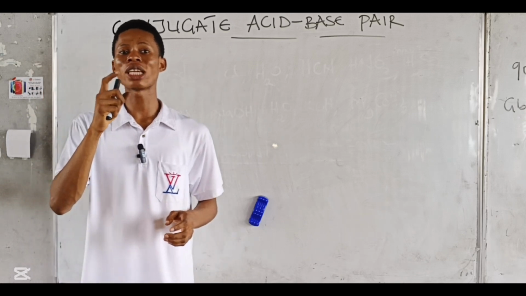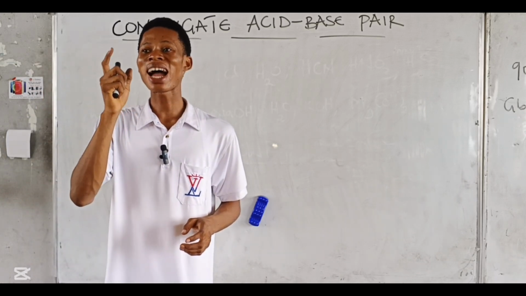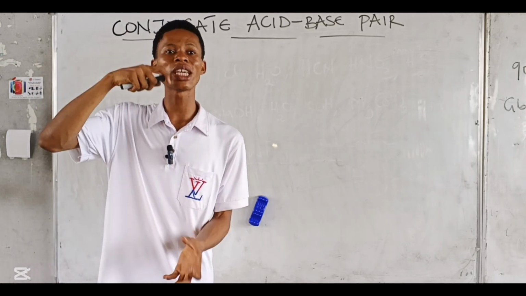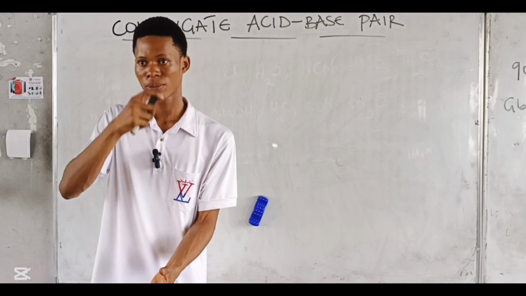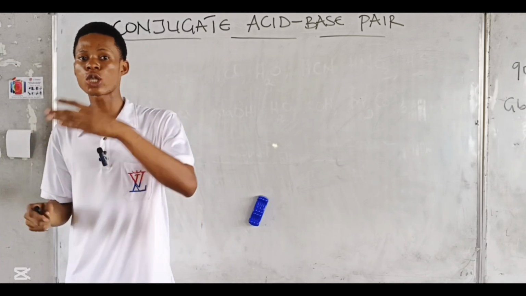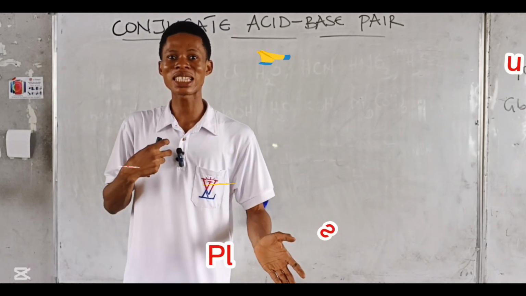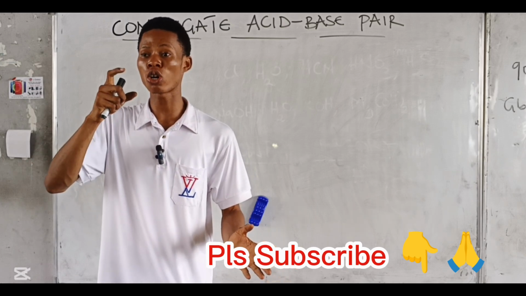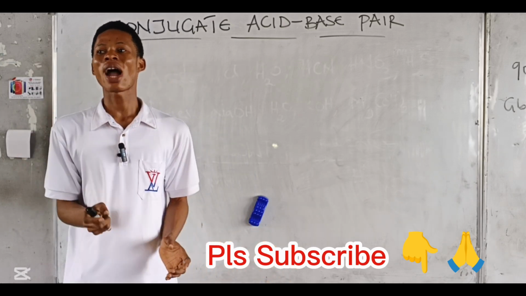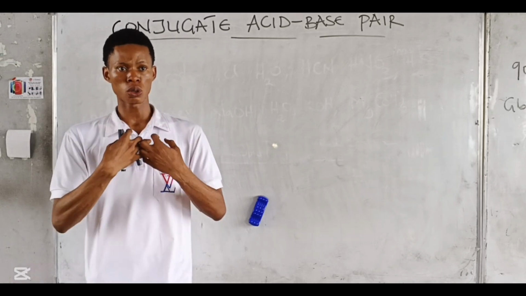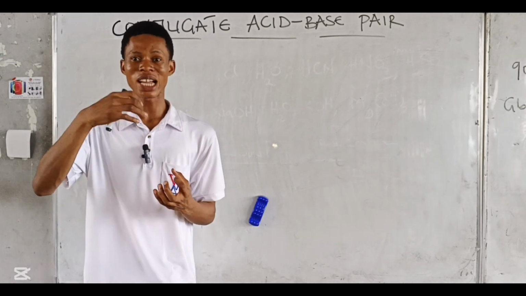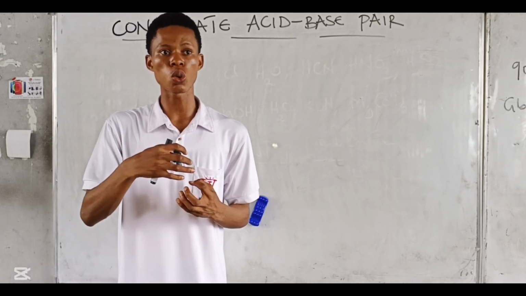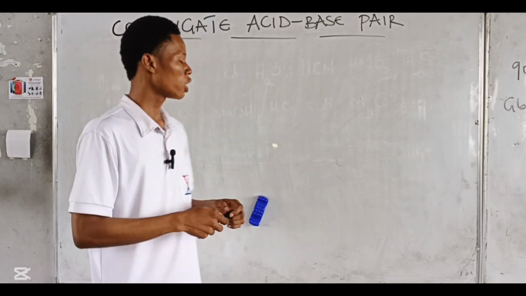After an acid has donated that proton, that acid becomes a conjugate base. If an acid donates a proton, what is resulting is called the conjugate base. If a base accepts a proton, the substance formed is called the conjugate acid.